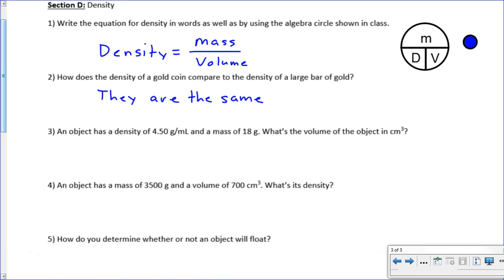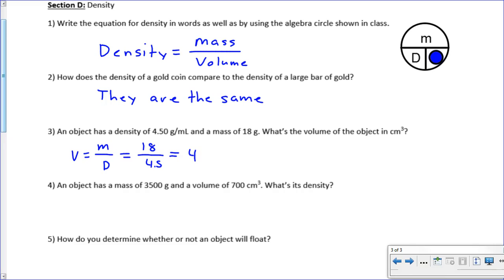Number 3 says an object has a density of 4.5 grams per milliliter and a mass of 18 grams. What is the volume of the object in centimeters cubed? All right, so for this one, it's asking for volume. So if you cover up the V, again, you get mass over density. So volume equals mass over density, which is going to equal 18 divided by 4.5. If you figure that out, you get 4.